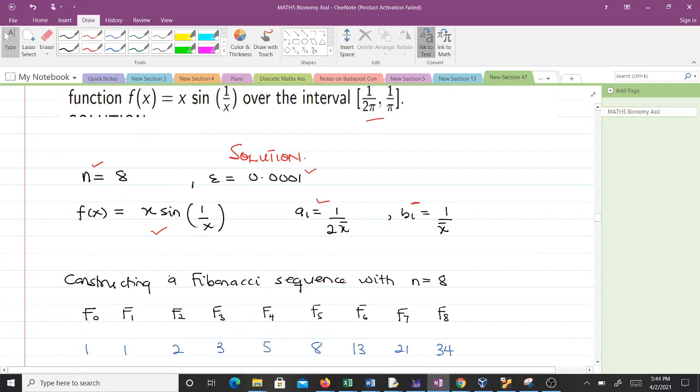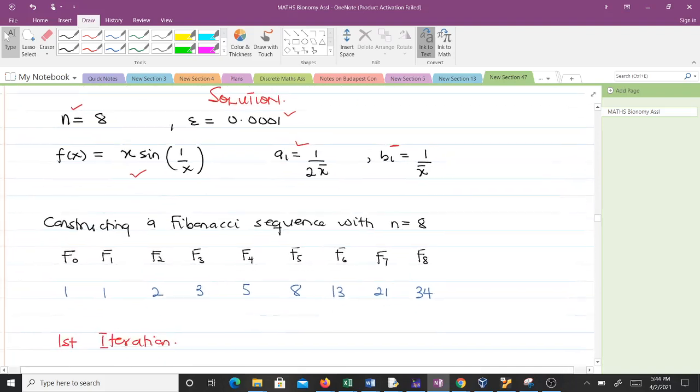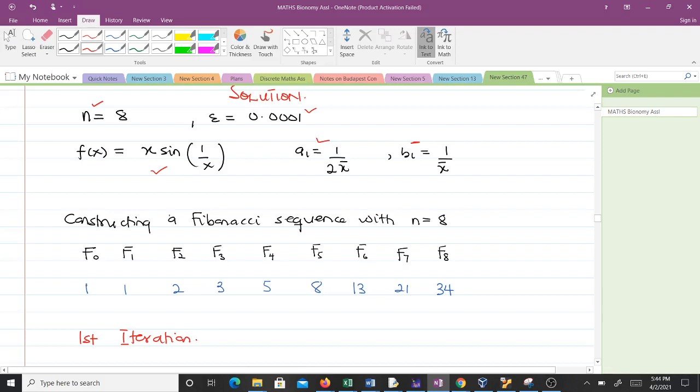So after doing that, we have to construct our Fibonacci numbers, right? With n equals 8, it will be 1, 1, 2, 3, 5, 8, 13, 21, 34. So I told you that you have to know how to construct that. We have discussed that in the earlier part of the video, right? Then this means that f0 is 1, f1 is 1, f2 is 2, f3 is 3, f4 is 5, f5 is 8, to f8, which is 34.